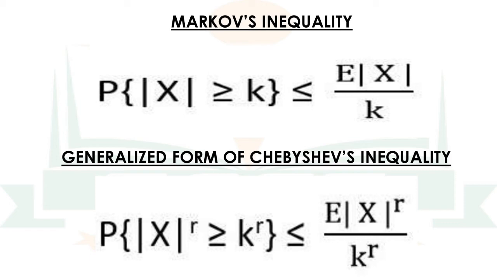This is Markov's inequality. And now, when we replace g of x by modulus of X raised to r and k by k raised to r in the generalized form of Chebyshev's inequality, we get the generalized form of Markov's inequality. That is, probability of modulus of X raised to r greater than or equal to k raised to r is less than or equal to expectation of modulus of X raised to r divided by k raised to r.